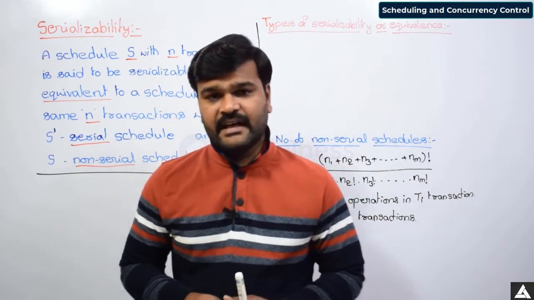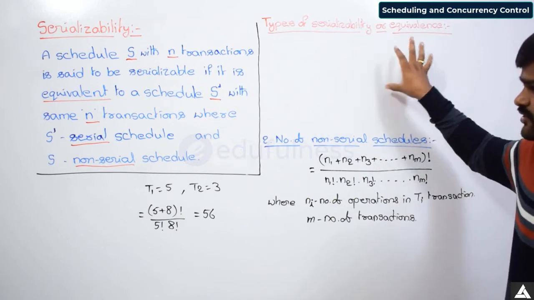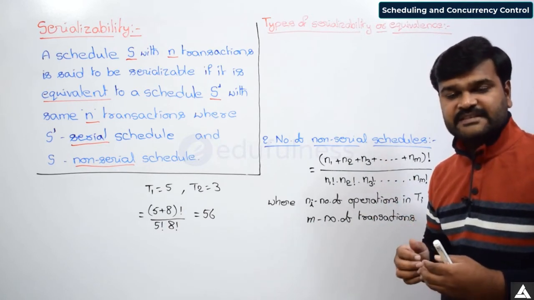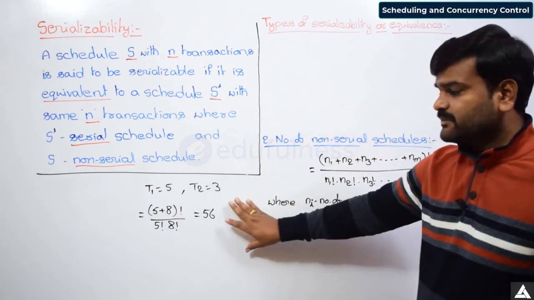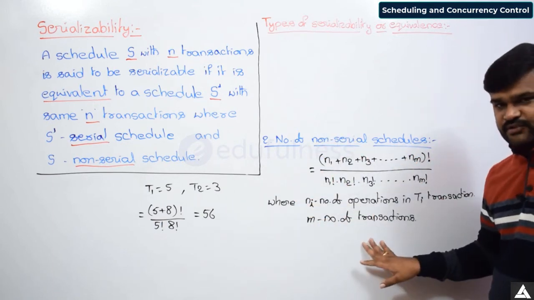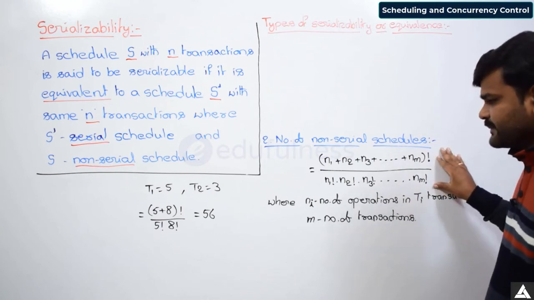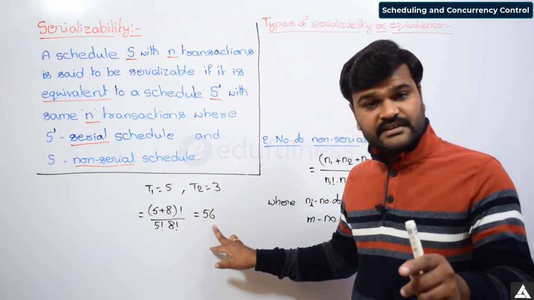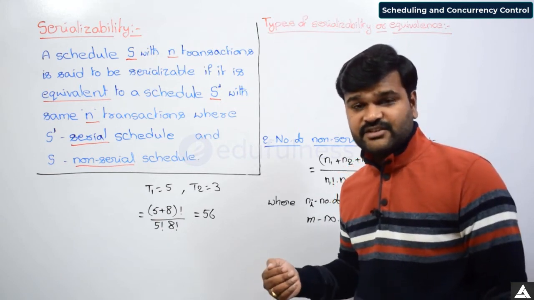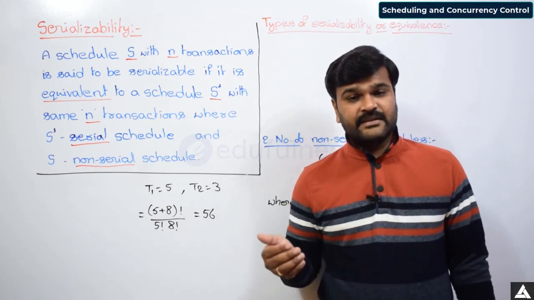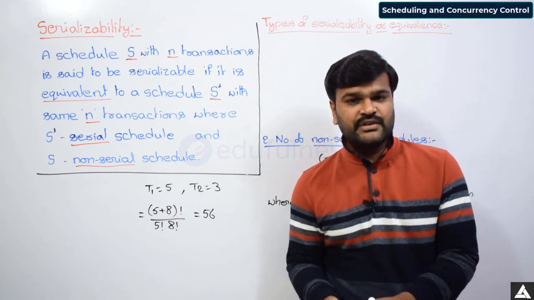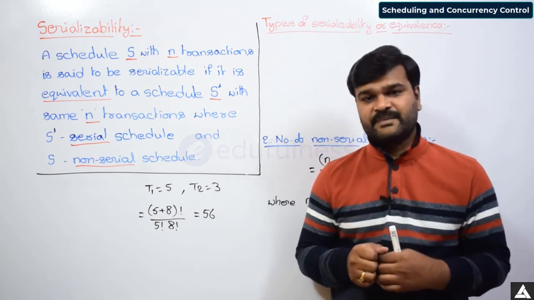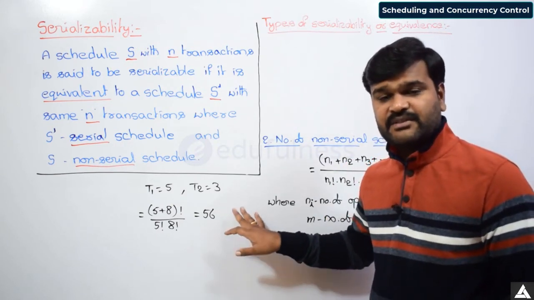Now let us see types of serializability or equivalence. We already understand what is serializable. Ultimately we need a non-serial schedule which is equal to one of the serial schedules. Let us take the simple example we discussed in the last lecture. If you take 2 transactions which have 5 operations and 3 operations, a total of 56 non-serial schedules are possible. Some of them may be consistent, some may not. We need only the consistent ones.